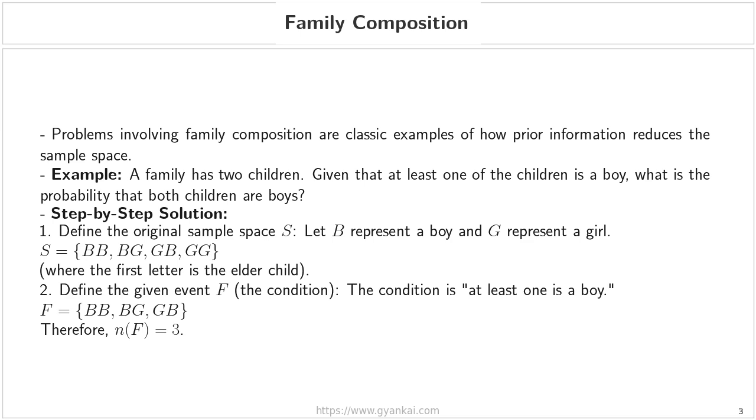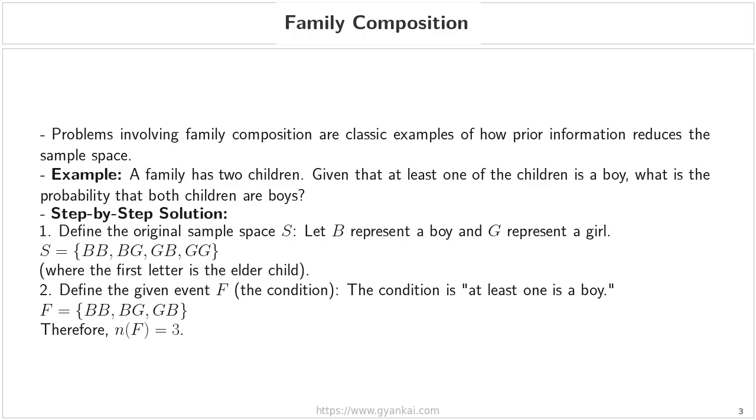Second, we need to define our given event, which we'll call F. This is our condition. The problem tells us that at least one is a boy. Looking back at our original list, which outcomes satisfy this? We have BB, BG, and GB. The outcome GG is now impossible because we know there is at least one boy.